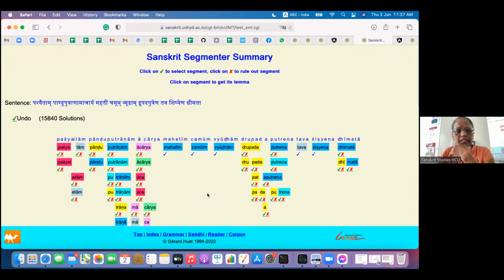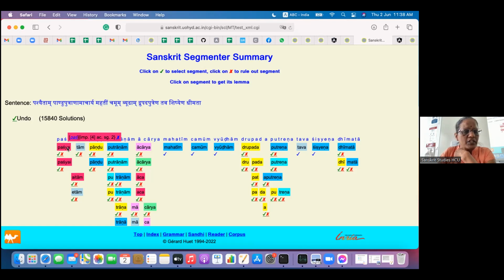And now what the machine has produced is the segmentation. It says there are 15,840 segmentations possible. So you see here, Paschyetam is segmented as Pashya. Then there is Tam here, Paschyai, Aitam, and Etam. Now we need to select the proper analysis.